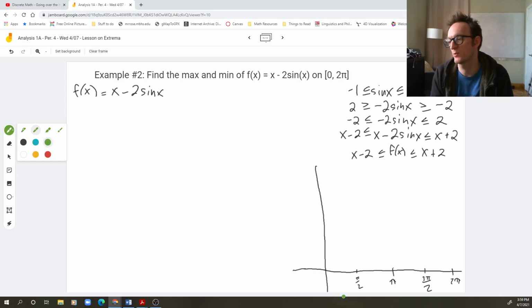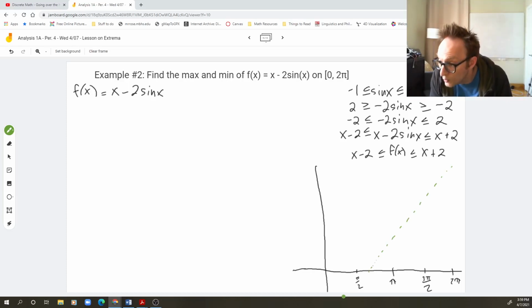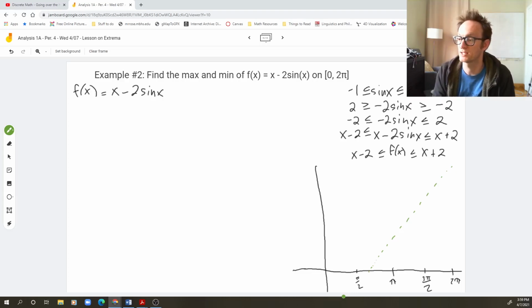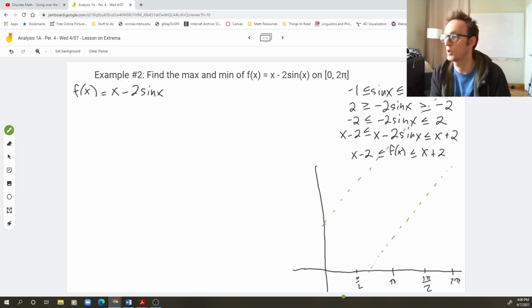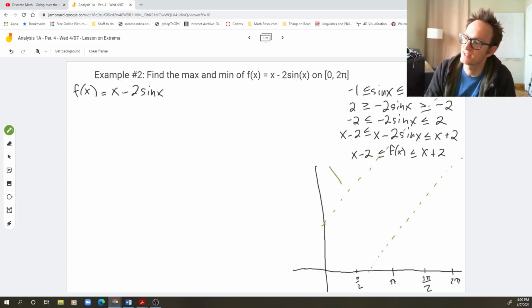So I guess, what are we going to do? We're going to cross through. This is like the line y equals x minus 2. And if I did this correctly, this will be the line y equals x plus 2. Sure. Okay, fine, whatever. That's not so bad. Y equals x plus 2 and y equals x minus 2.